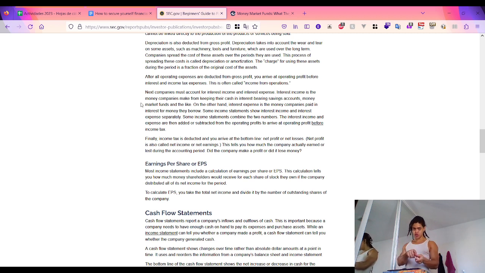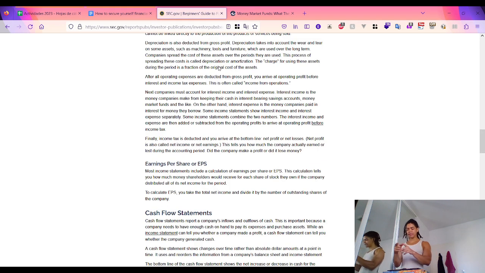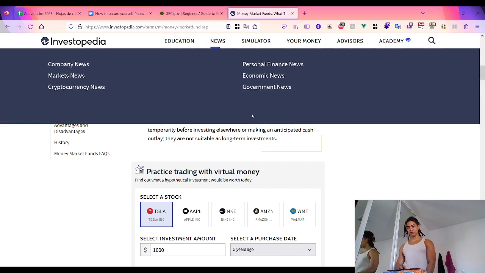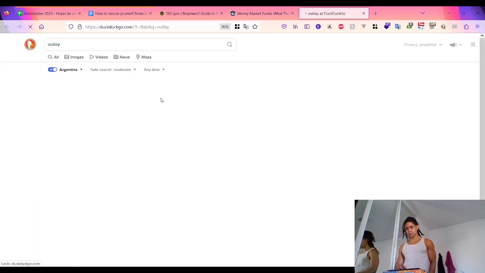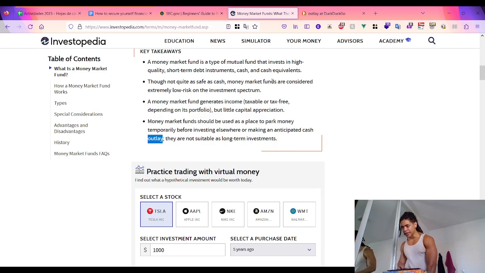reserve, and they should be used to park money temporarily before making an investment, or before investing elsewhere, or making an anticipated cash outlay, and they're not suitable for long-term investment.